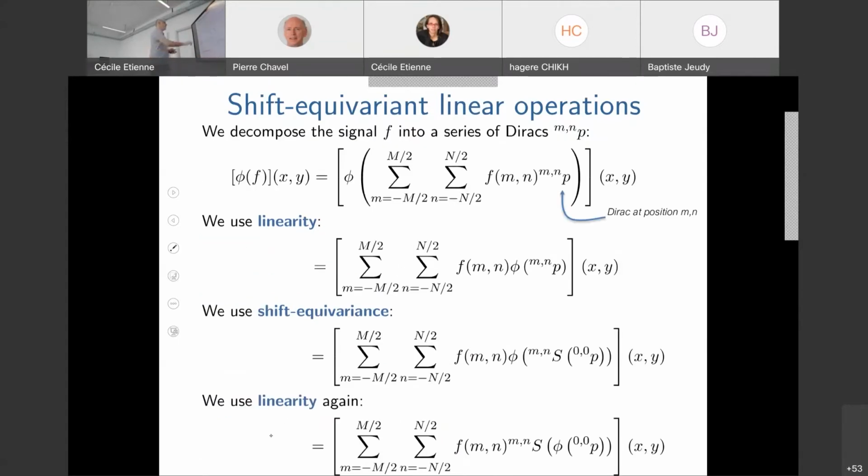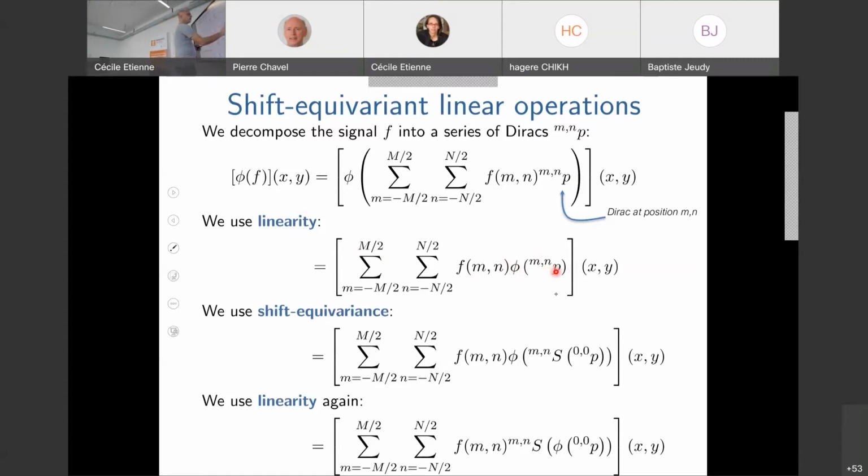So let's just say that my linear layer here, my phi function applied to an image, it's discrete. And so I decompose it as a sum over Diracs. Okay, so this P here, these are Diracs. I decompose my image into a sum of Dirac impulses, which I can always do when my image is discrete, and I apply my phi function to this. Then I can use linearity and move this phi function inside. Okay, this uses linearity. Good.